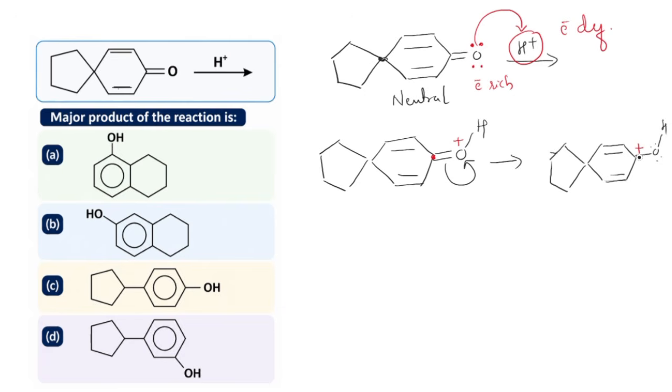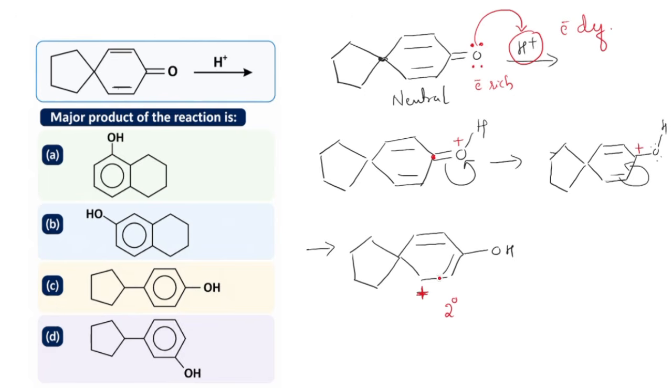How can we stabilize this carbocation? Either by this double bond or this double bond. It doesn't matter. You can move the electrons like this. And then what are we going to get? We are going to get a structure like this. Now, the positive charge is here. This is the carbocation we are going to get. Look at this carbocation. It is a secondary carbocation. It is not so stable.